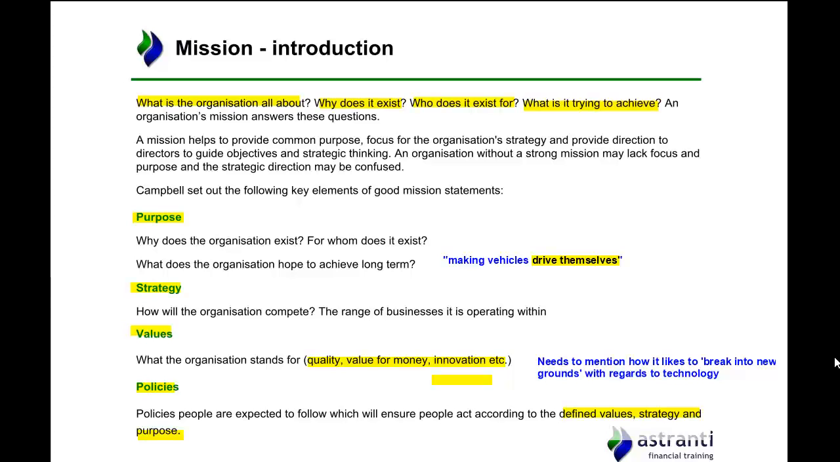The buildings owned by Johnson & Johnson have the credo as a huge picture in the reception area. And so what we would need to see here is more evidence of how the above three elements are dictated to employees. How are employees informed of the fact that they need to be constantly trying to break into new grounds when it comes to technology? How do we know that employees are focused on trying to make vehicles drive themselves?